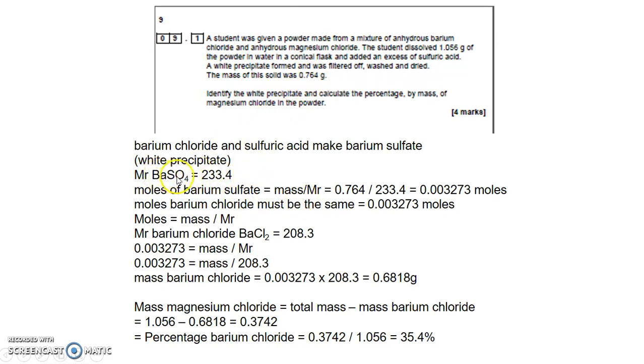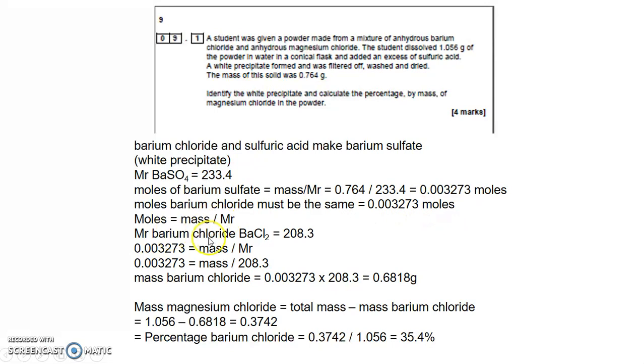Now I've got the mass of the white solid, which was 0.764. I can work out the Mr of barium sulfate using a periodic table, 233.4. So moles of barium sulfate is the mass divided by the Mr. I know the number of moles of barium sulfate. Where's the barium sulfate come from? It's come from the barium chloride. So the number of moles of barium chloride must be the same. I must have 0.003273 moles of barium chloride if it's made barium sulfate, 0.003273 moles.